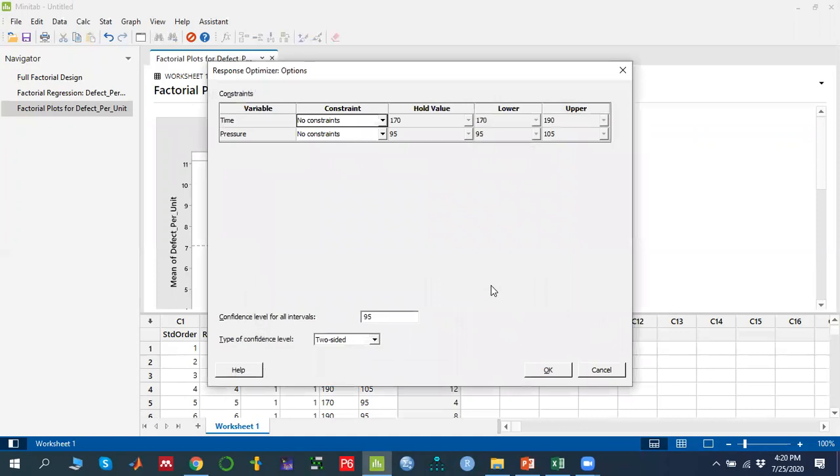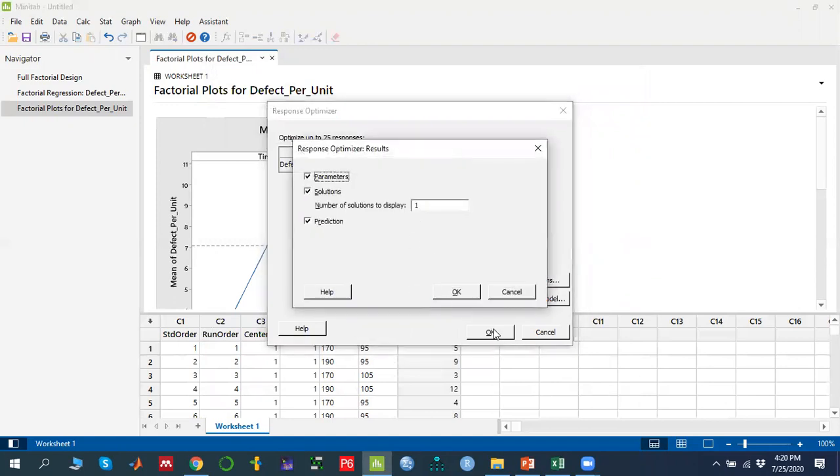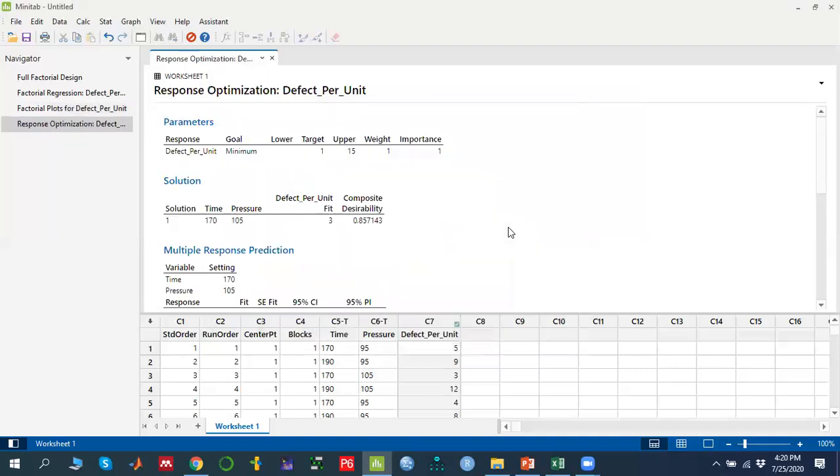In the options, you can set a particular constraint. For example, on your process, you might say that instead of holding 170, which is the lower value, you should hold 190. You can do that. Right now I am saying there is no constraint, but if there is a constraint, you can put it over here. We are using 95% confidence, and the confidence interval we are taking is two-sided. Press OK. The rest is okay. That's fine. Press OK.